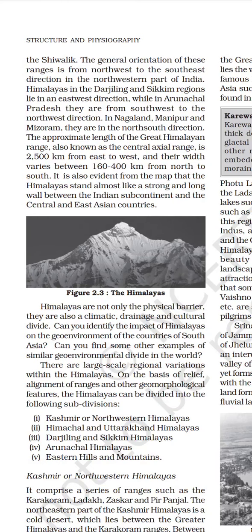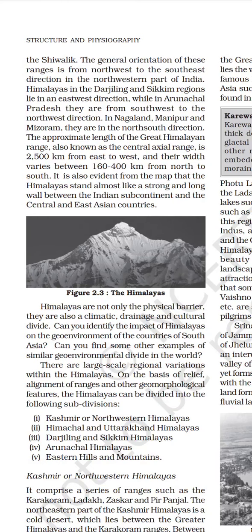The approximate length of the Great Himalayan Range, also known as the Central Axial Range, is 2500 kilometers from east to west, and its width varies between 160 to 400 kilometers from north to south. It is also evident from the map that the Himalaya stands almost like a strong and long wall between the Indian subcontinent and the Central and East Asian countries. Take a look at figure 2.3, the Himalayas.